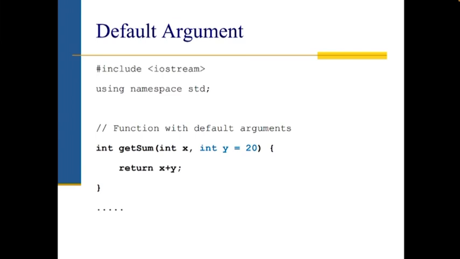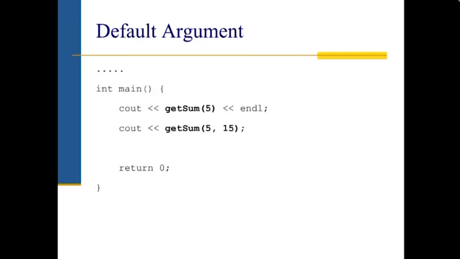But we don't know x. So you need to get your x for you to get a return statement. And with the continuation of the default argument, you cout get sum 5. Get sum 5, then you end line. Cout get sum 5 and 15.